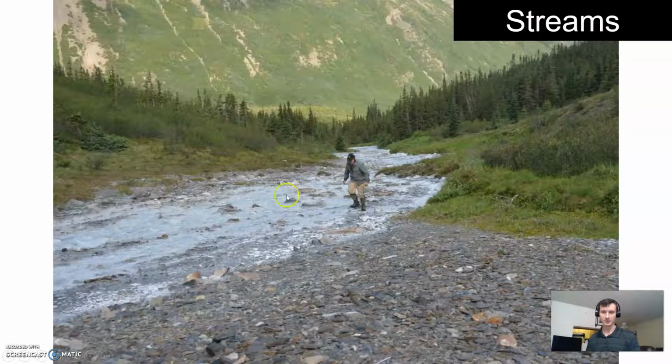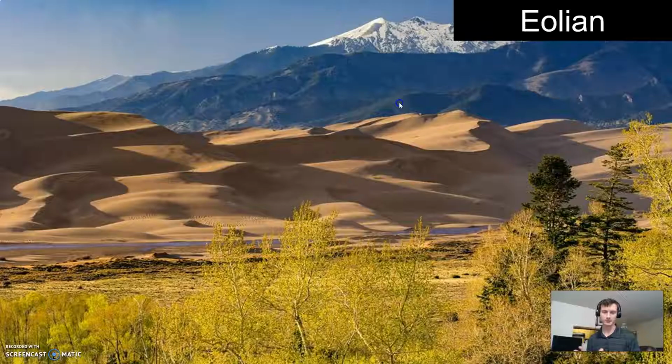Likewise, you can think about a stream. Sediment can be deposited inside the stream in any places where it might slow down, or it can be deposited here on the edges of the stream. You might have a pebble traveling through, it gets stuck against the edge, slows down, and now it's deposited on the edge of the stream.